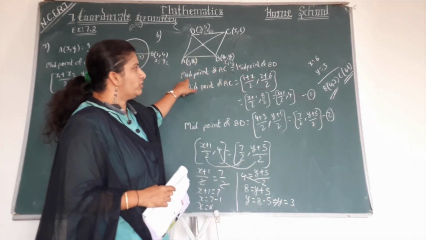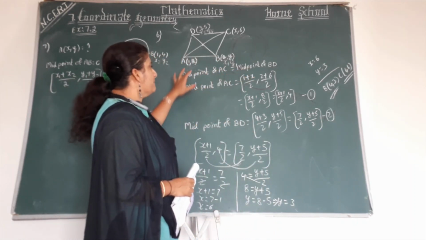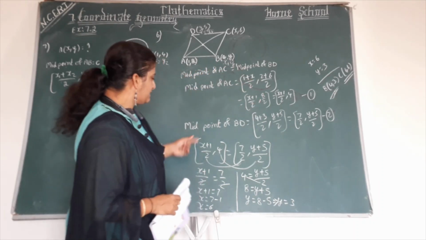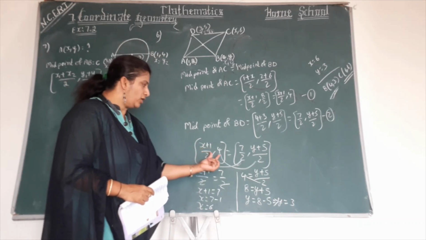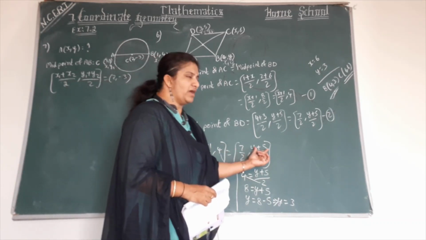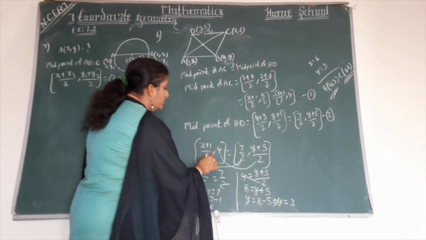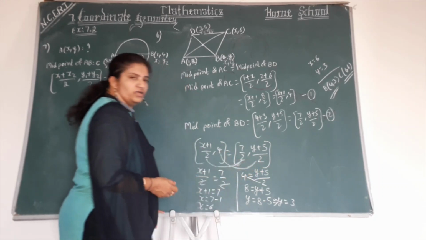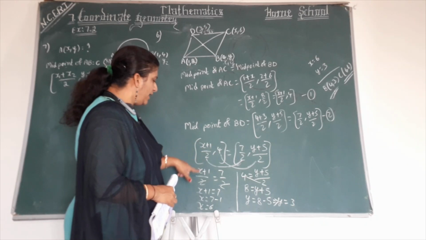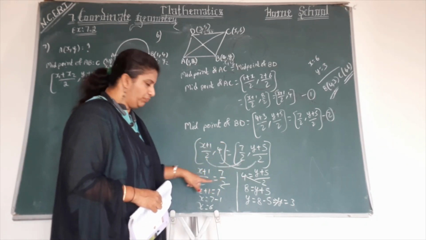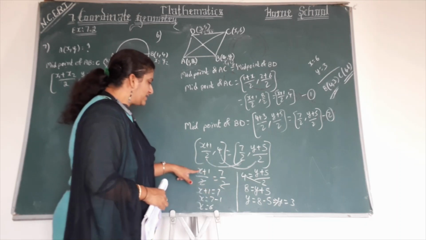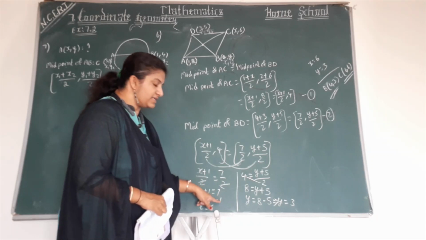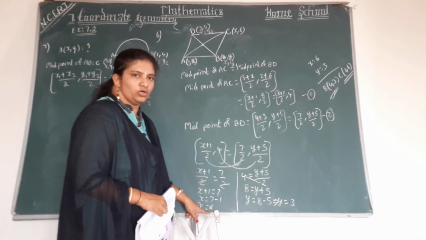So now according to the first line, midpoint of AC must be equal to midpoint of BD. Okay, so let's equate these two equations. Have a look. ((x plus 1) by 2, 4) and (7 by 2, (y plus 5) by 2). Let's equate here. This coordinate and this coordinate will be equated, and this and this. (x plus 1) by 2 is equal to 7 by 2. 2 will be cancelled. x plus 1 is equal to 7. x is equal to 7, plus 1 bring this side, minus 1. x is equal to 6.